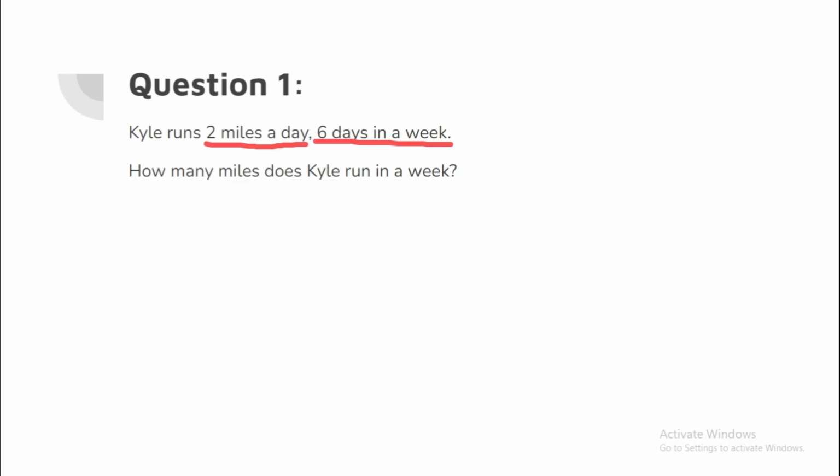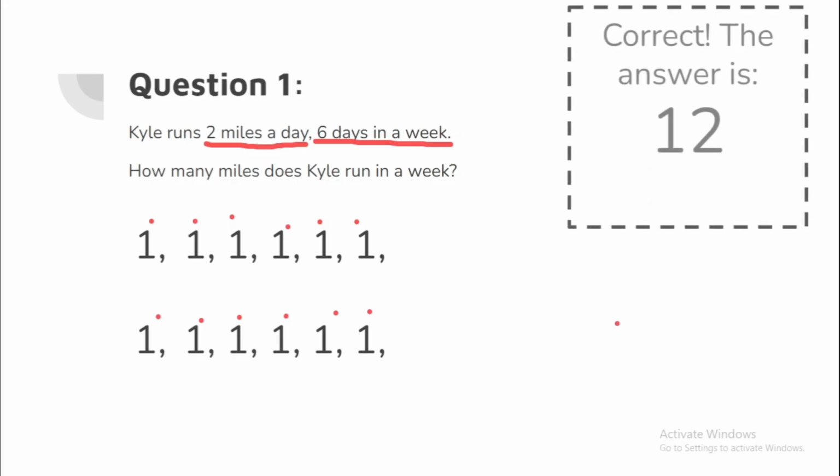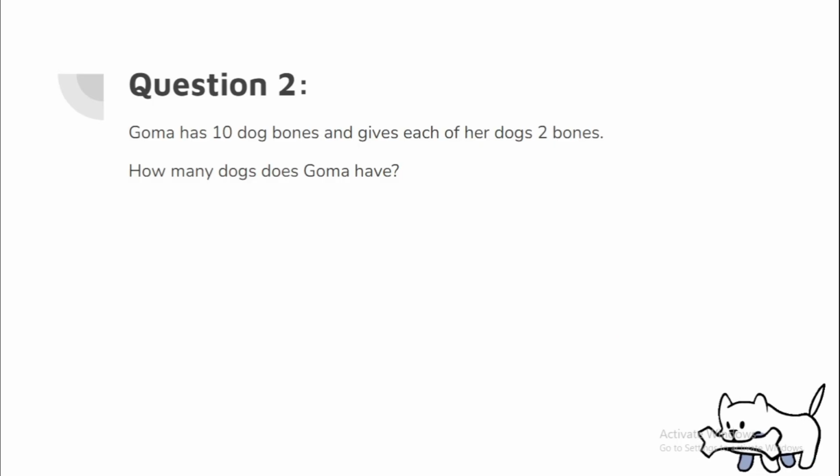All right, so we have 2 miles. This counts as one day. And then we keep on doing that until we have 6 of these. So this is 1, 2, 3, 4, 5, 6. See? And now, if we count these, since we just counted 6 here, 7, 8, 9, 10, 11, 12. The answer should be 12. There we go.